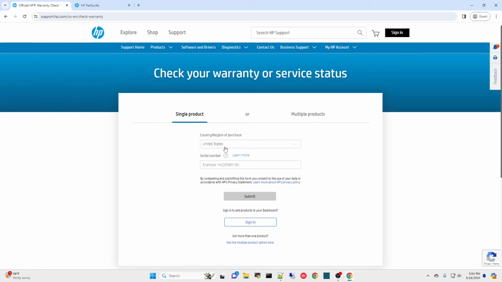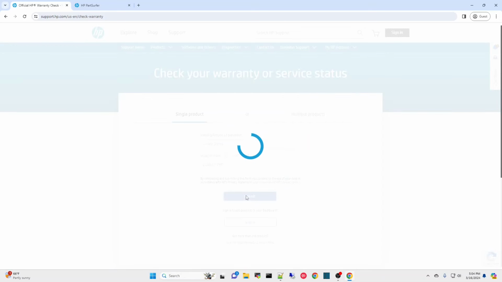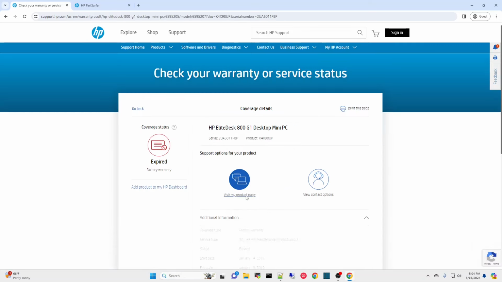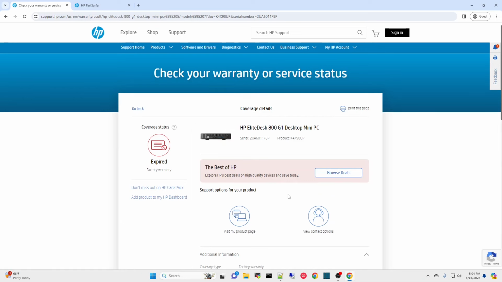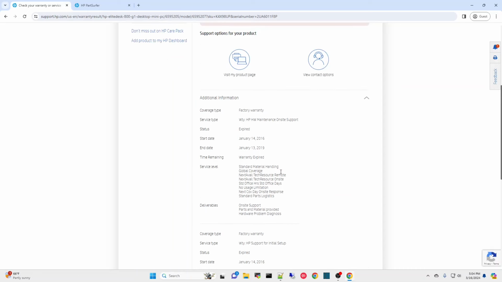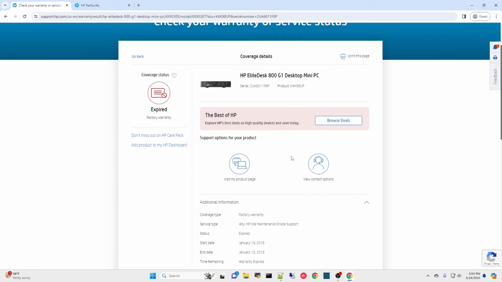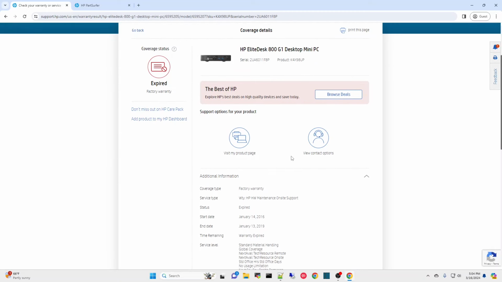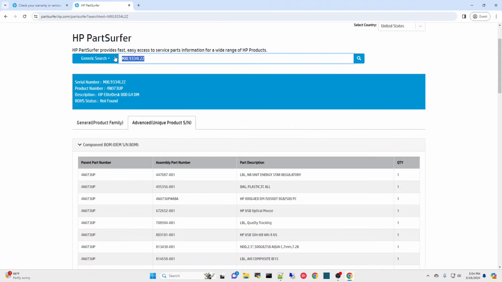Okay, let's try. This is the serial number of my G1. Let's see if it's able to find it. Did find it. Oh, wow. All the way back to 2016, with the warranty expiring in 2019. Okay, so what is that? So my G1 is 8 years old. Let's see if I'm still able to find anything on PartSurfer about it.